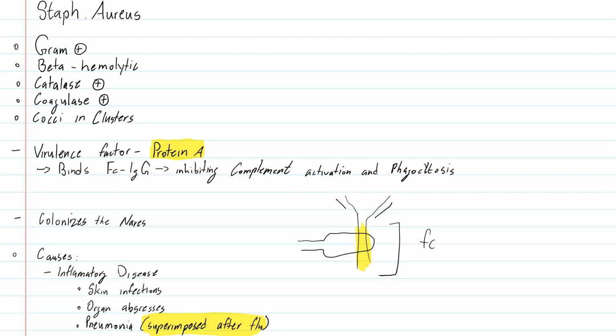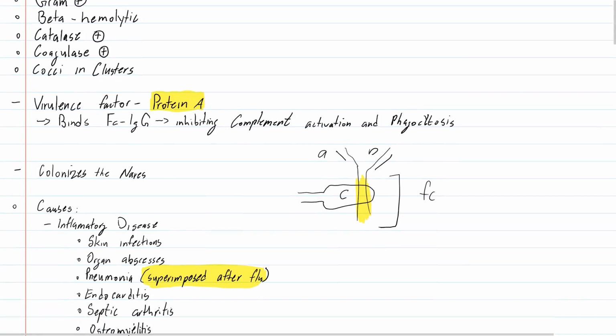And the way protein A functions is that it binds to the Fc region of IgG, thereby inhibiting complement activation and phagocytosis. I've seen in different Q banks that they actually give you a picture of an immunoglobulin with different areas labeled, and they say, oh, which area, might be A, B, C, and they'll ask you where does protein A work. So you need to know that.